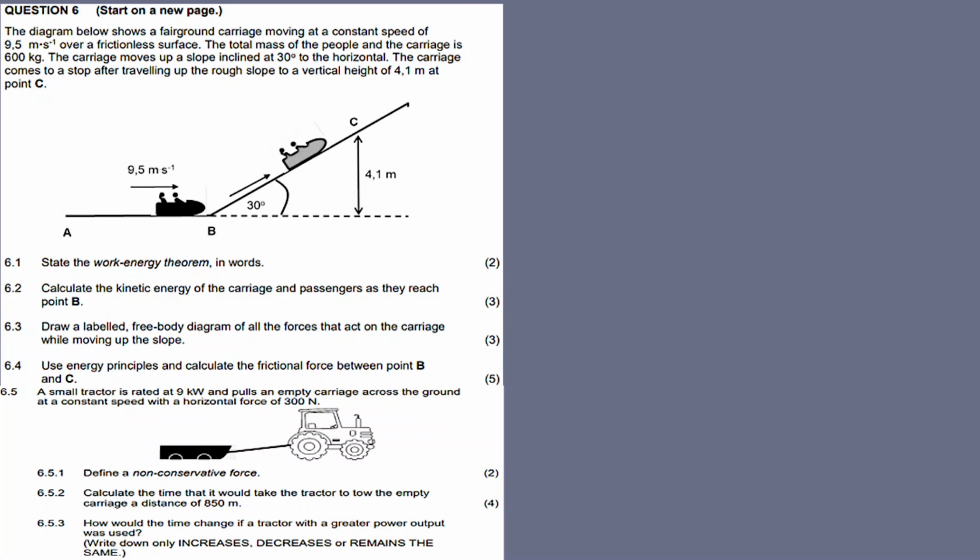Okay, let us look at 6.5. A small tractor is rated at 9 kilowatts and pulls an empty carriage across the ground at a constant speed with a horizontal force of 300 newtons.